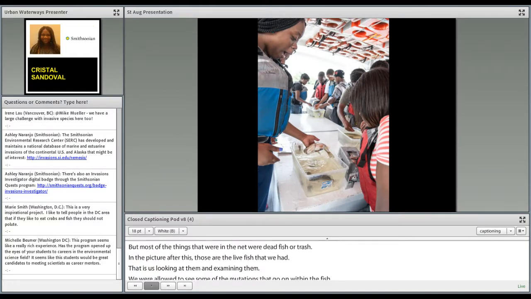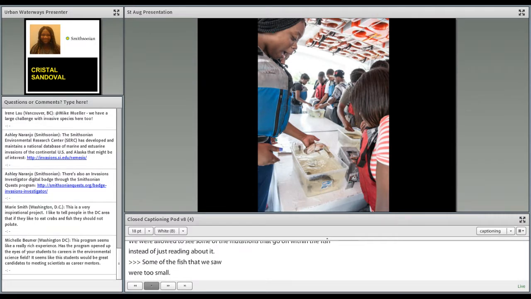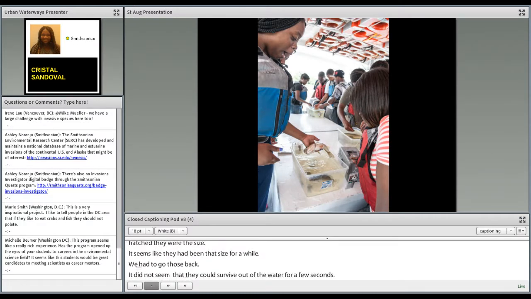Like when they first hatched, I'm pretty sure they weren't that size. It seemed like they'd been that size for a while, so we had to throw those ones back. They couldn't even survive out of the water for a few seconds. Wow. And the other fish were able to do it. The mutations varied. Some were way smaller than they were supposed to be, and some were huge. Those were the types of mutations I saw too.